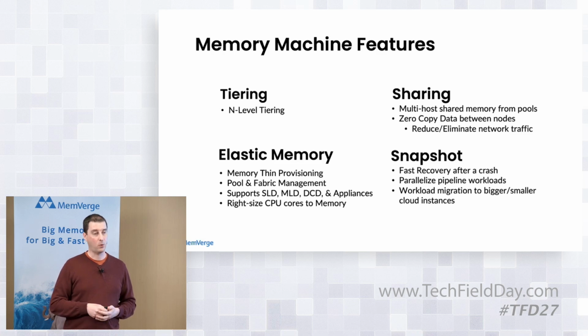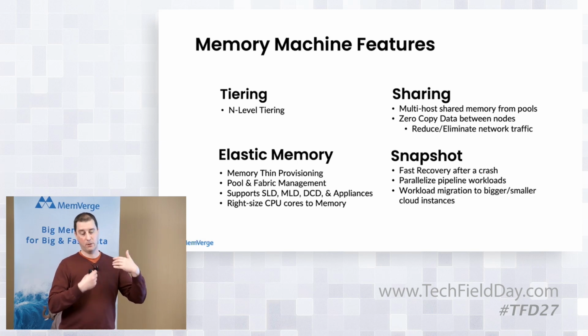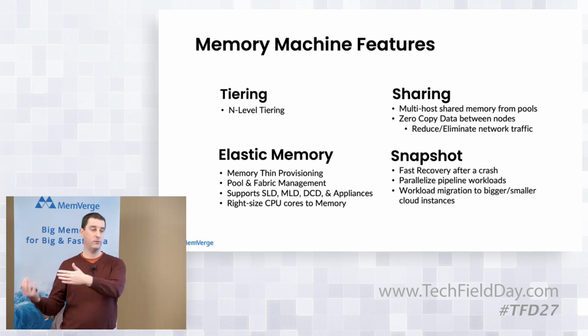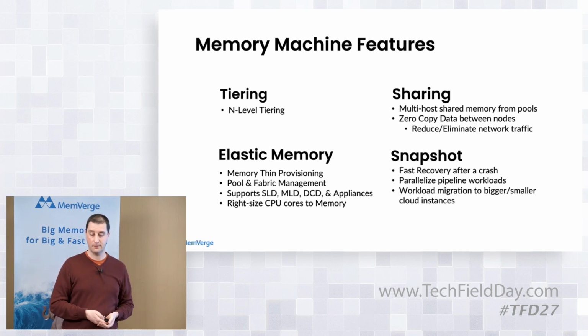Snapshots, we've been doing that for quite some time. That's a very popular feature that we have. So the ability to not only take a snapshot of what's on disk, but also the running state of your application, right? So everything including memory, the CPU registers, the whole kit and caboodle. And then if your application crashes or you want to move it to a different instance, again, move up or down on the instance scale, we can do that.